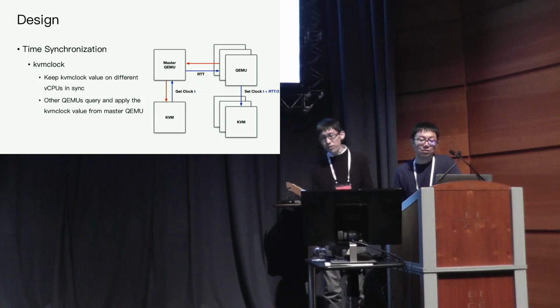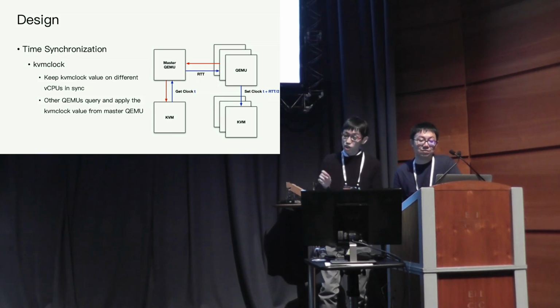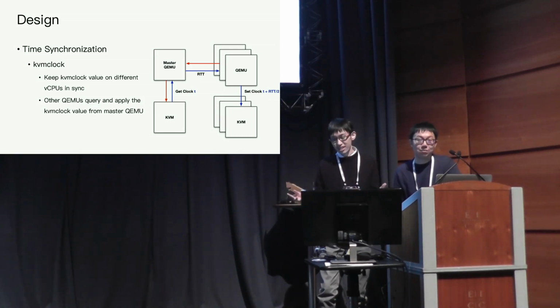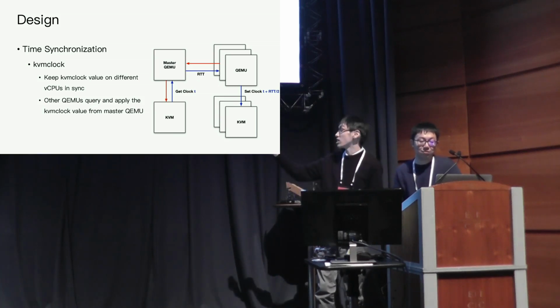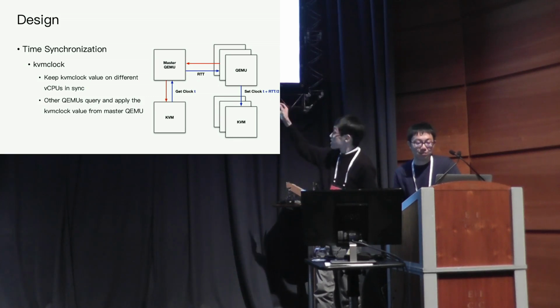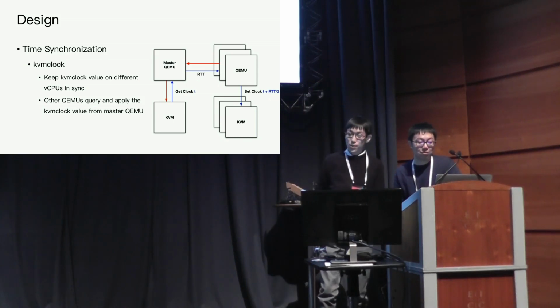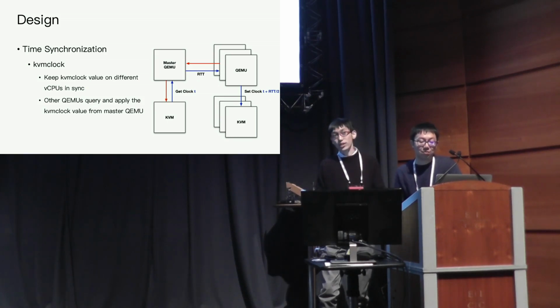Since QEMU tries to initialize the KVM clock to 0 upon startup, we have different offsets of KVM clock in different instances of QEMU, resulting in a clock scale problem. So our solution is to make QEMU query for the value of the KVM clock of the master QEMU, that is the first started QEMU, and then apply this value to the KVM clock of the current QEMU. This way, all vCPUs will see the same value of KVM clock.